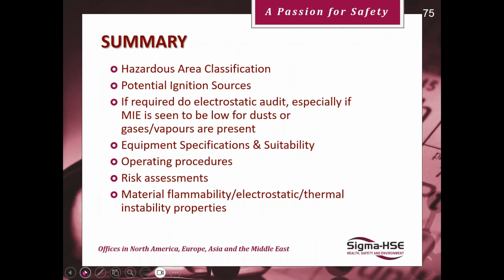So, summary: hazardous area classification, potential ignition sources. If required, look at things in more detail, such as an electrostatic audit, especially if you have a low MIE for dust or gases and vapors are present. Equipment specifications and their suitability for the zone. Operating procedures, the risk assessments you performed, and of course, any incidents that you've learned from. And material flammability, electrostatic, thermal instability properties.